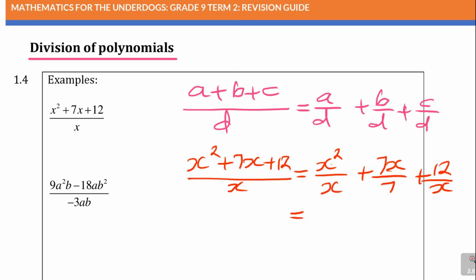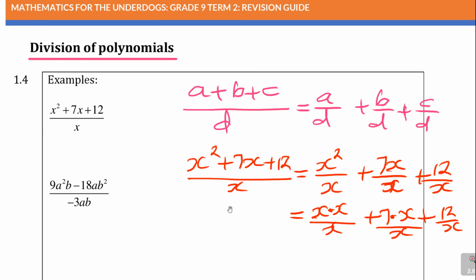You continue now. Remember, x squared is the same as saying x times x, where the dot means multiplication. So x times x over x, and then plus, now, I don't know why I said 7 here, sorry about that, it's x. Now, this is 7 times x over x, and then the other one is plus 12 over x. Alright, we can leave it like that.